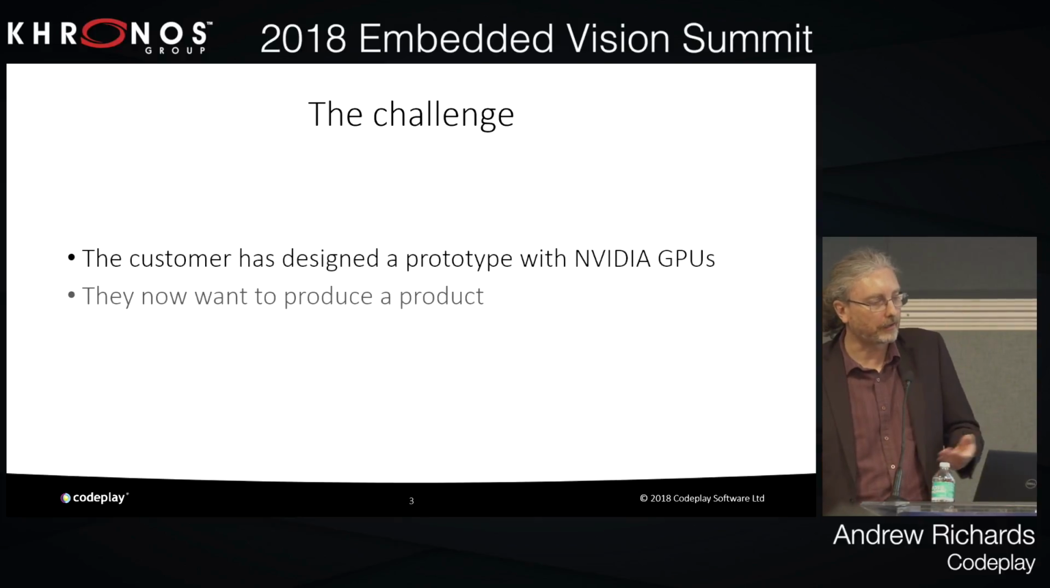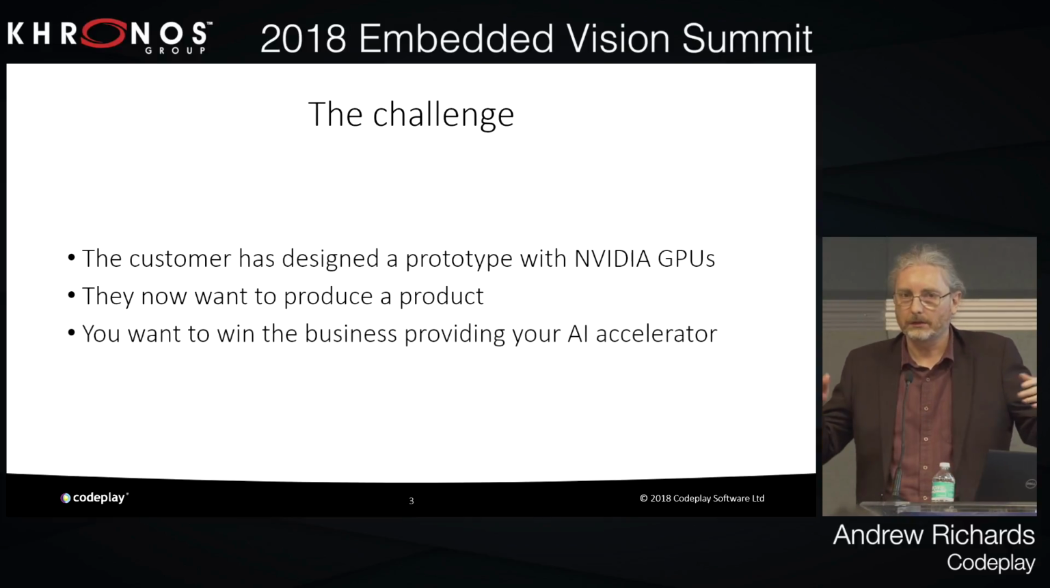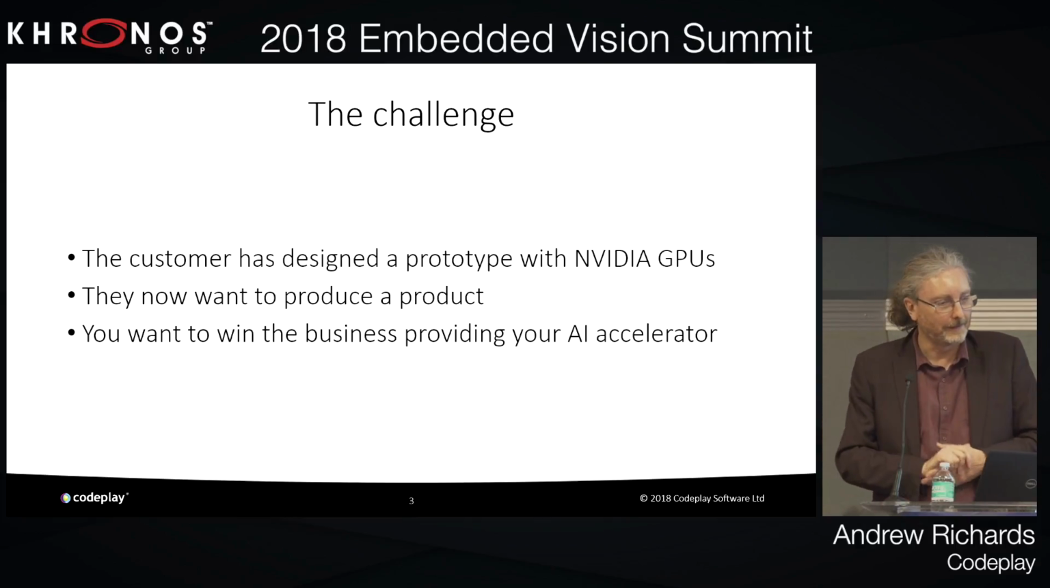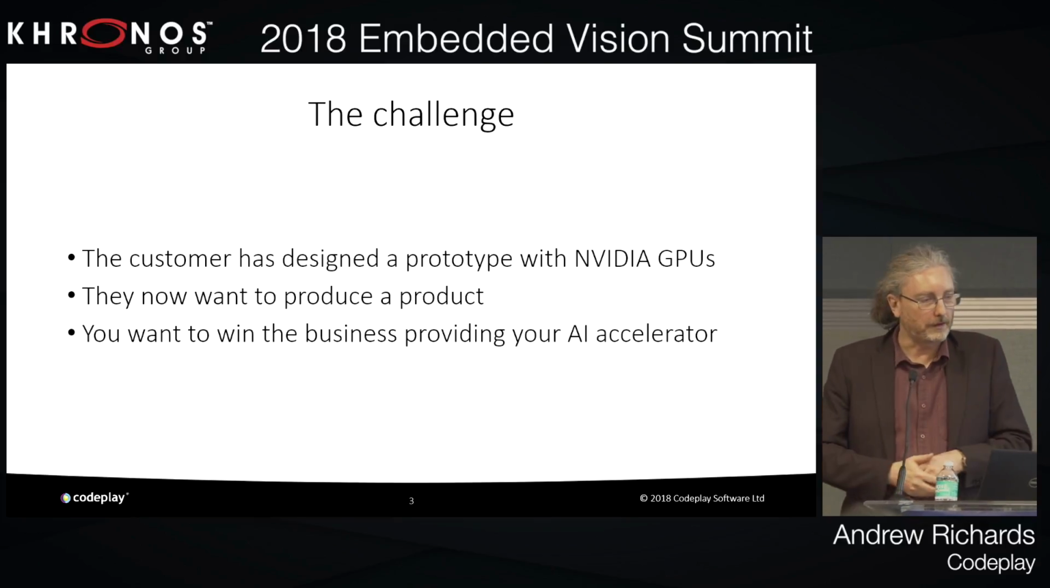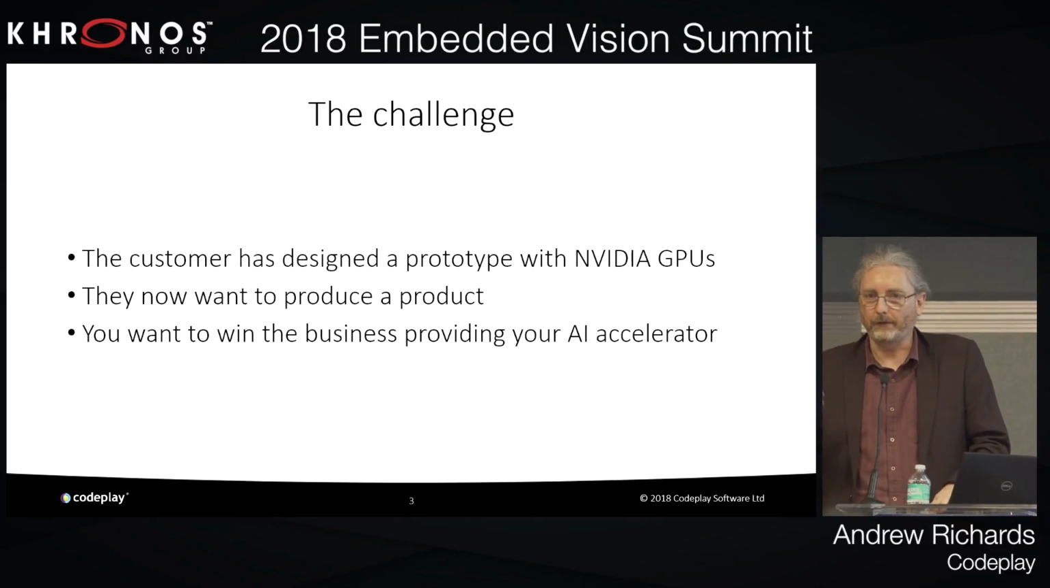Generally our customers are chip companies, and what we're seeing a lot of with their customers is that they've designed a prototype with NVIDIA GPUs, often quite big, expensive, power-consuming NVIDIA GPUs in a desktop, and someone's going, oh yeah, why don't we run this on a battery and make it really, really low power and safe enough to drive a car and all of that stuff. And these people now want to produce a high-volume product, and there's a lot of companies out there that want to win the business of providing that AI accelerator for all of those applications.